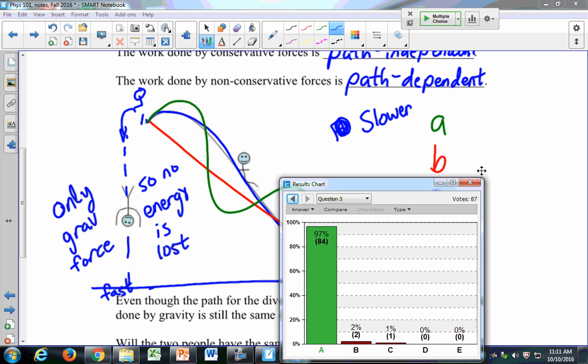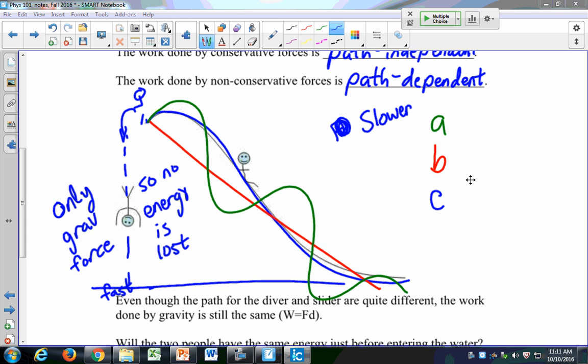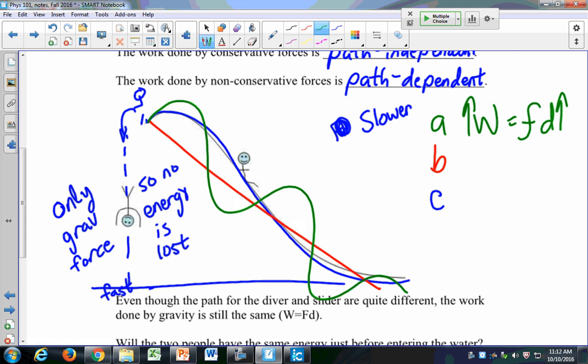Awesome. Right. So A, it's a longer path. So it has more distance for the frictional force to act. And since it has more distance for the frictional force to act, this is big, so the work that's done by that force is also big. Because non-conservative forces are path dependent, it does depend upon the path that you take.